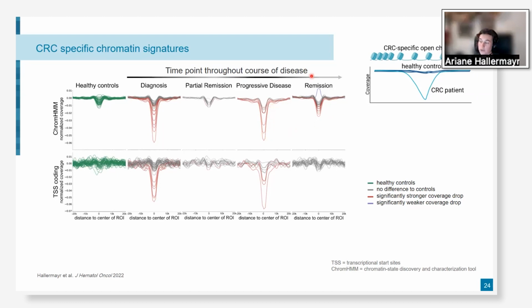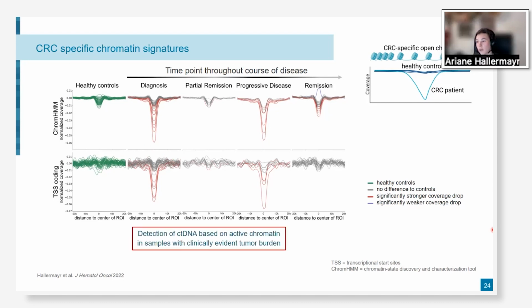However, also for samples collected from patients in remission, in some instances there are still significant coverage drops compared to healthy controls, which are still less significant compared to the true tumor samples. So overall, those results indicate that the detection of ctDNA based on active chromatin is applicable in samples with clinically evident tumor burden, specifically also at diagnosis.